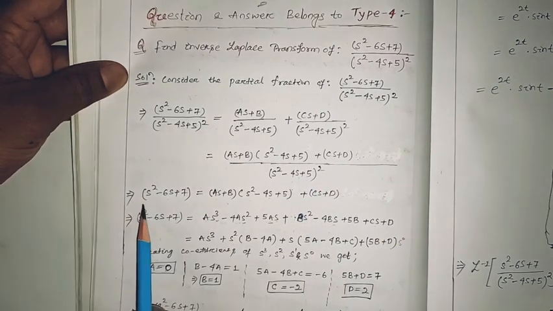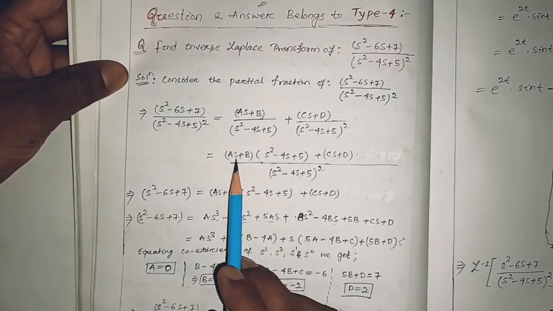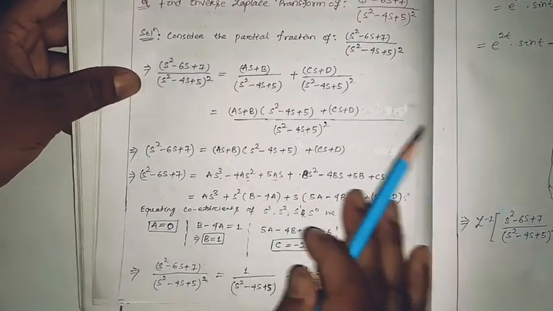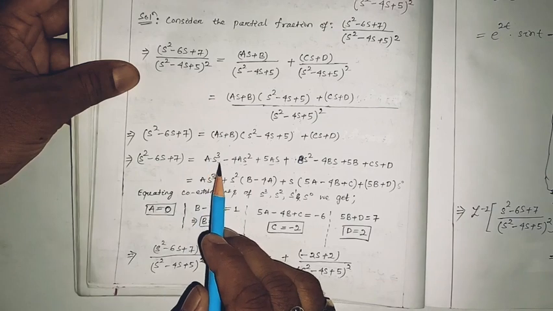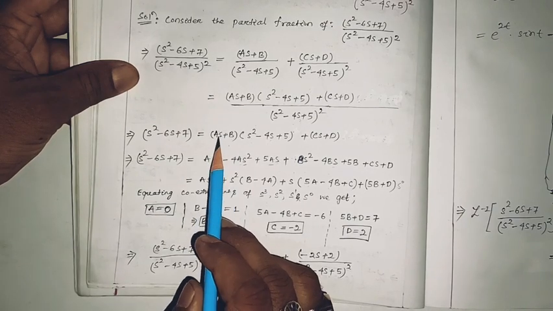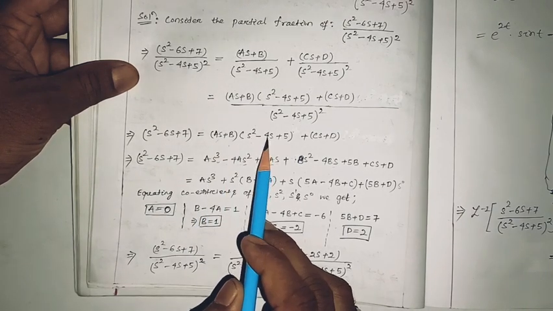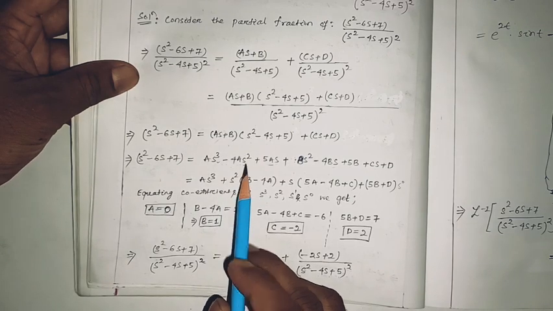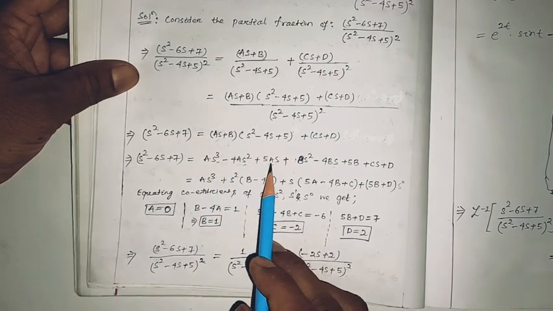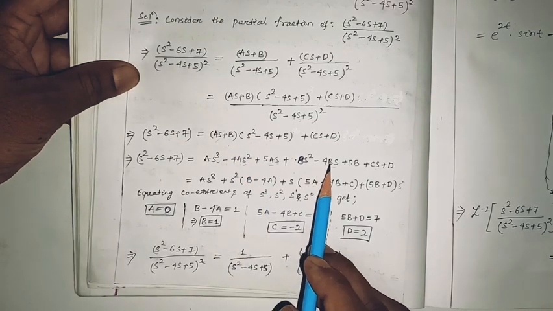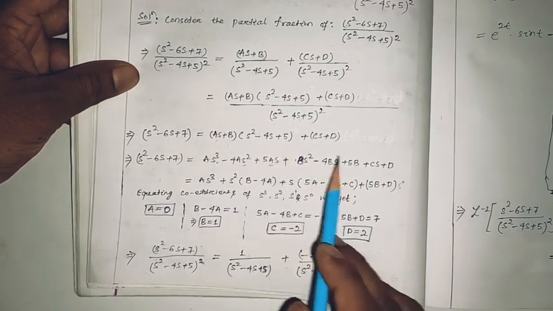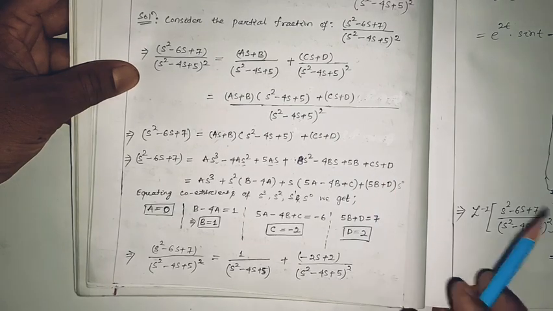That means s squared minus 6s plus 7 will be this one. I just multiplied all the terms. Here you can see a s cubed, minus 4a s squared, b s squared, then 5a s, minus 4b s, and c s, plus 5b plus d.